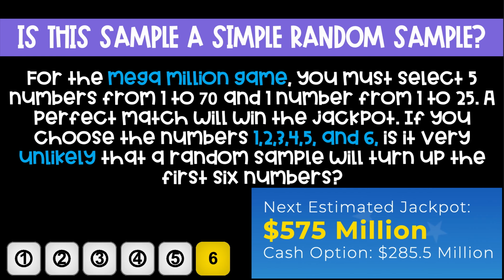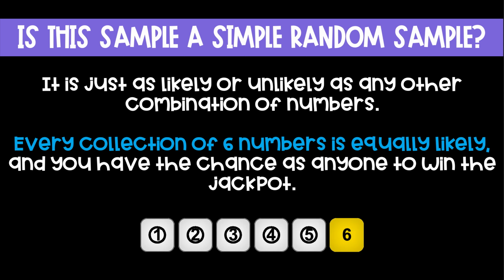In this case, the numbers 1, 2, 3, 4, 5, 6 are just as likely as any other combination of 6 numbers, or just as unlikely. The reason is that every collection of 6 numbers is equally likely to happen. So if you choose the numbers 1, 2, 3, 4, 5, 6, you have the same chance as anyone else playing to win the jackpot, because it could have been 1, 2, 3, 4, 5, 6, or 1, 2, 3, 4, 5, 7, or 1, 2, 3, 4, 5, 8. Each combination of numbers, assuming that the order does not matter, is equally likely to happen.